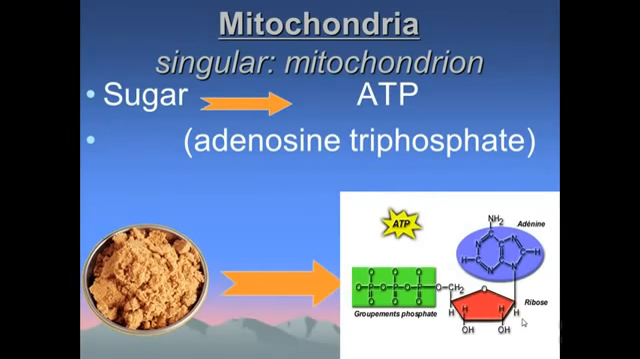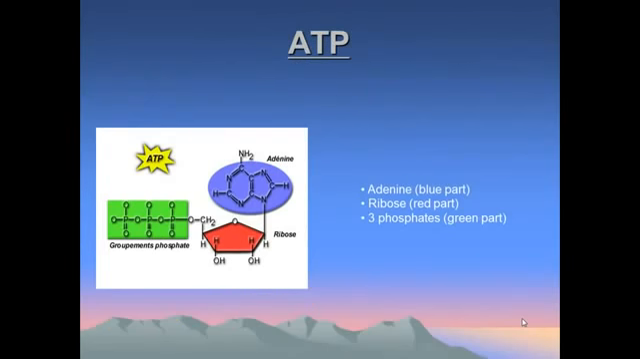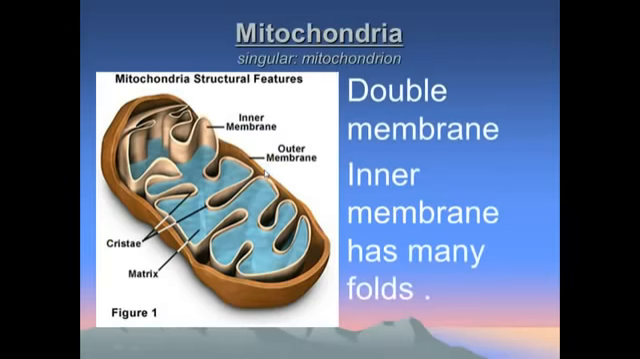In the mitochondria, during respiration, basically a mitochondria takes sugar and turns it into ATP. ATP is called adenosine triphosphate. ATP has 3 parts. The adenine part, which is a nitrogenous base. Nitrogenous bases are also used in your DNA. And it's called a nitrogenous base because it's got a ring-like structure with nitrogen. That's why it's nitrogenous.